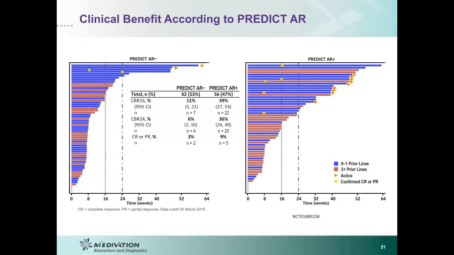Evaluating the data in different ways now from the same cohort, we look at first waterfall plots of time on study. And what you see on the left are the PREDICT-AR negative patients, which generally have shorter times on study, and with only a couple of patients which are still active, indicated by the orange arrows. On the PREDICT-AR positive cases, you can see that many patients are still on study, still active on study, taking the drug, as well as, in general, the duration on study was much longer.